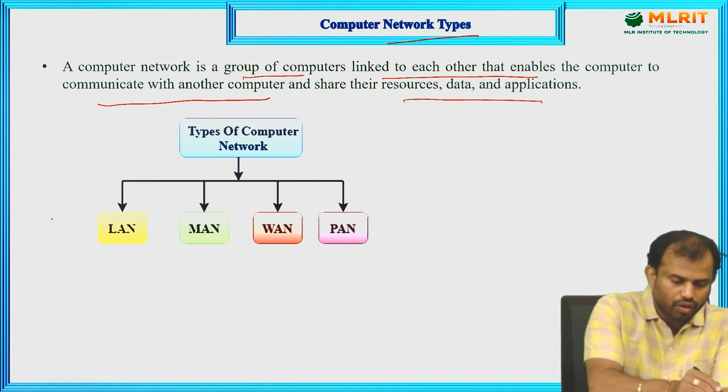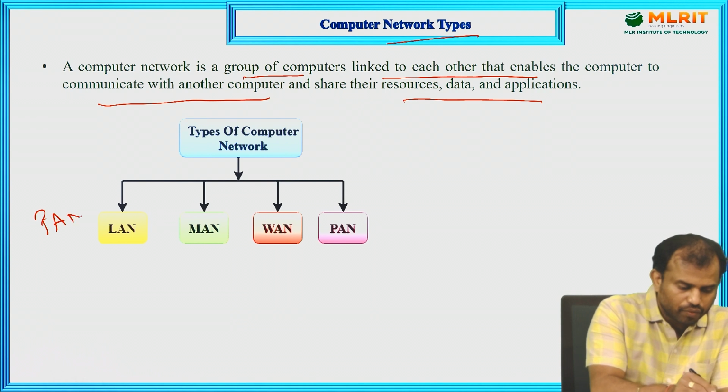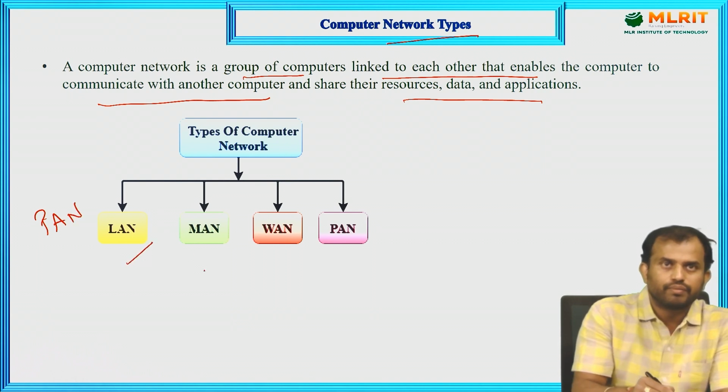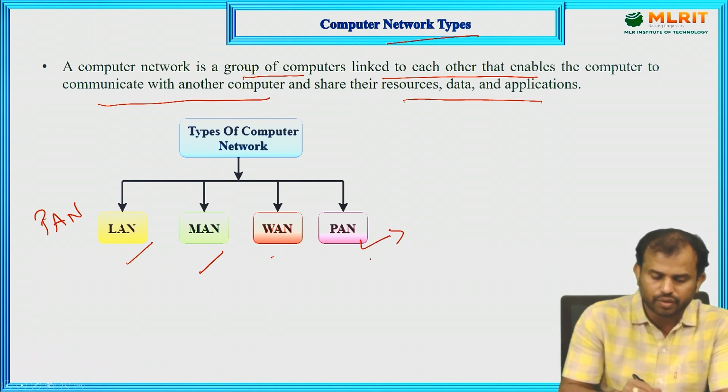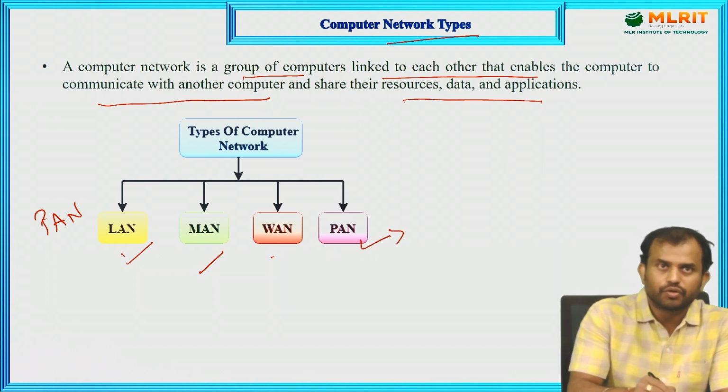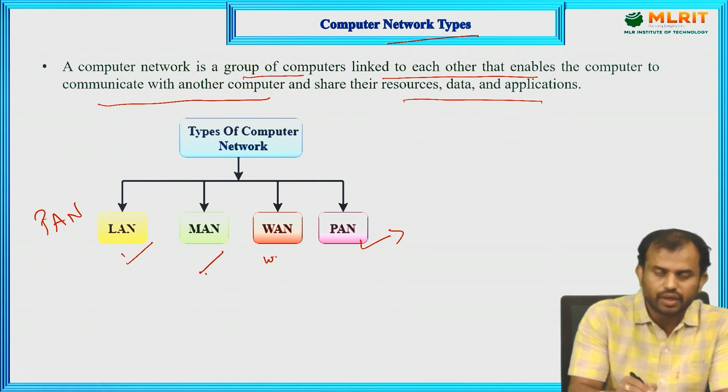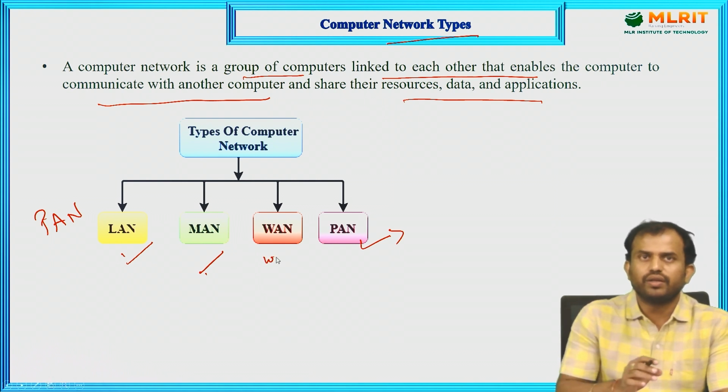First one is the personal area network, local area network, metropolitan area network, and wide area network. We call them PAN, LAN, MAN, and WAN. So there are different types of networks.